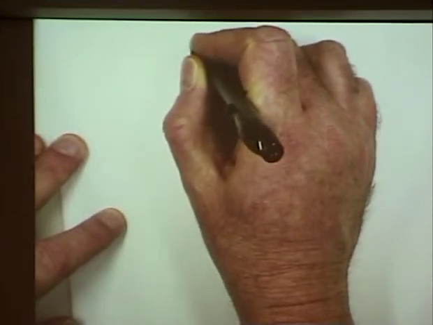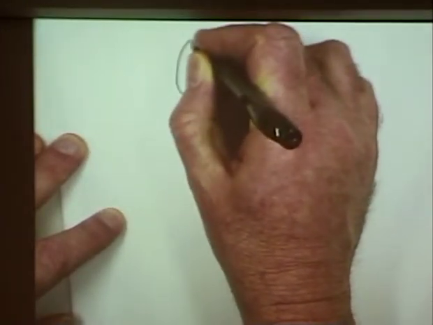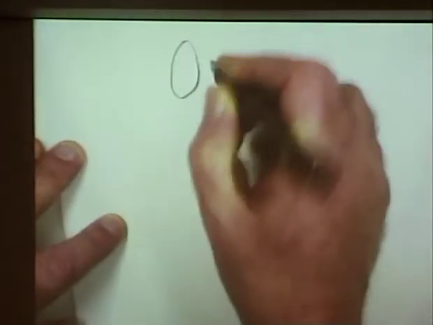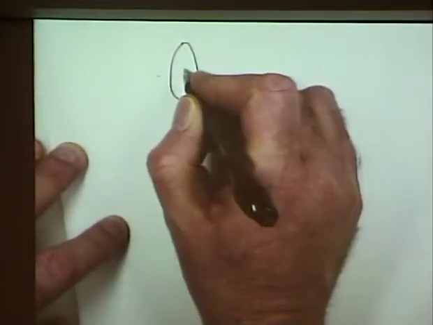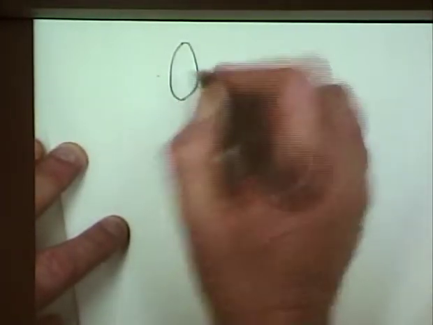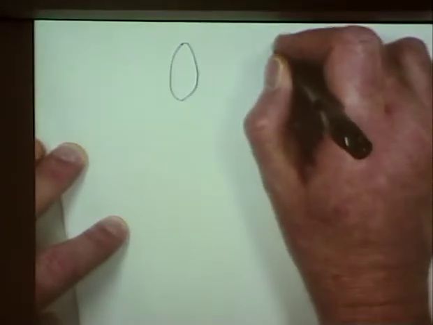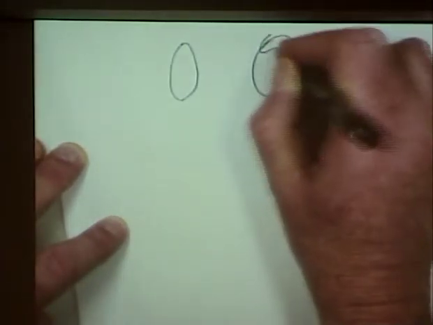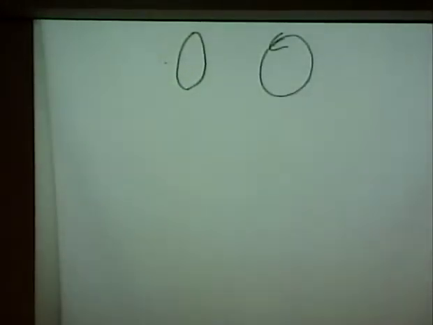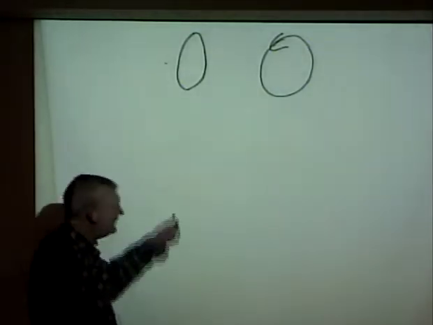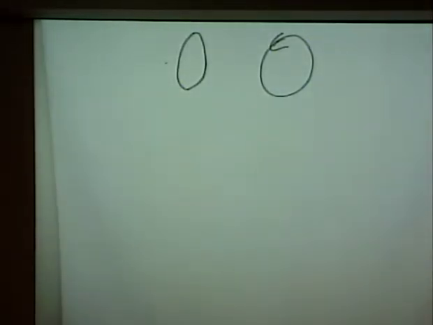I'm going to try and draw a loop the best I can. What the heck, let's just do it this way. I'm just going to draw the loop this way. Okay, here's the loop, and this is I now. This is I.